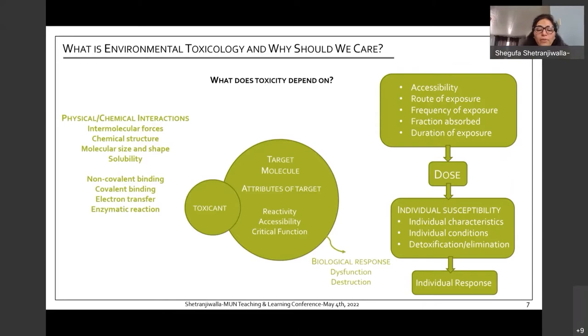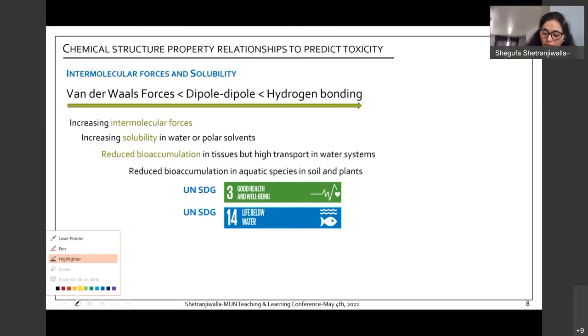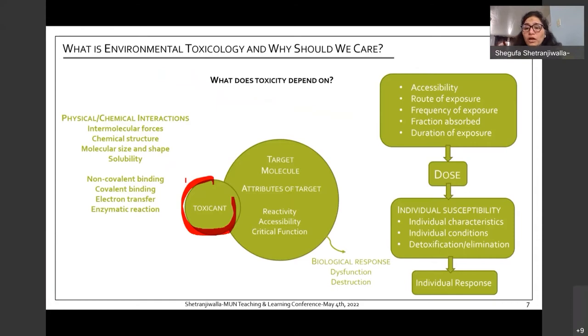It comes there because the toxicant binds to the target molecule, and that binding, that interaction, and the accessibility is a later stage. It starts with the chemical properties of that toxicant. It starts with its chemical structure. It starts with the intermolecular forces of that toxicant that allow for effective binding. It is the molecular size and shape, whether it can be inhaled or dermally penetrated or not.